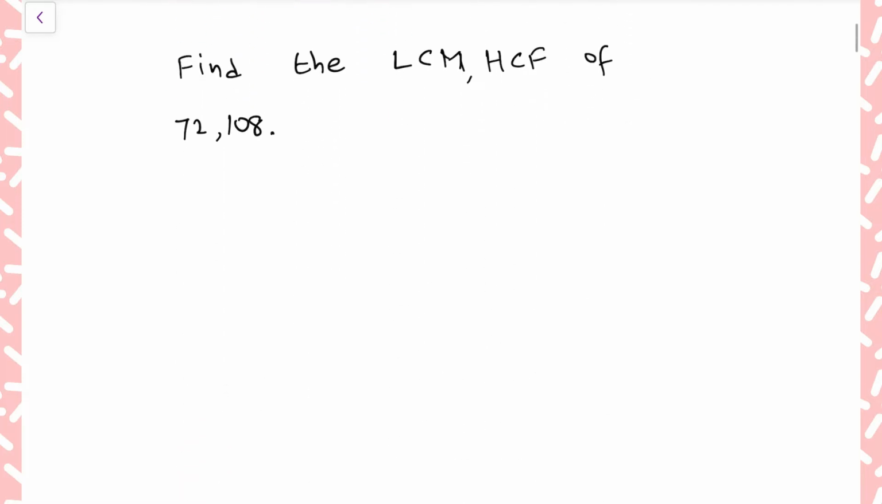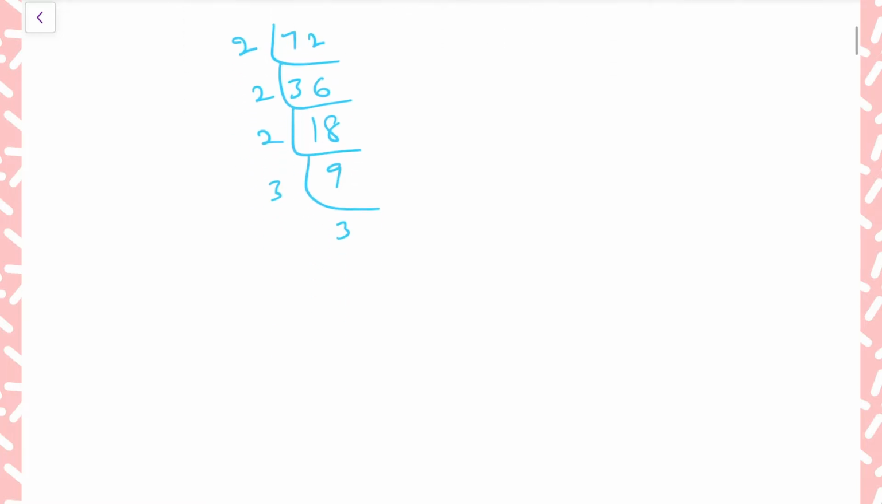Next, find the LCM as well as HCF of the numbers 72 and 108 by the prime factorization method. First let us do the prime factorization of the number 72. 72 will come in 2 table. 2 36s are, 36 will come in 2 table, 2 18s are, 2 9s are, then 3 3s are. So 72 equals 2 into 2 into 2 into 3 into 3.